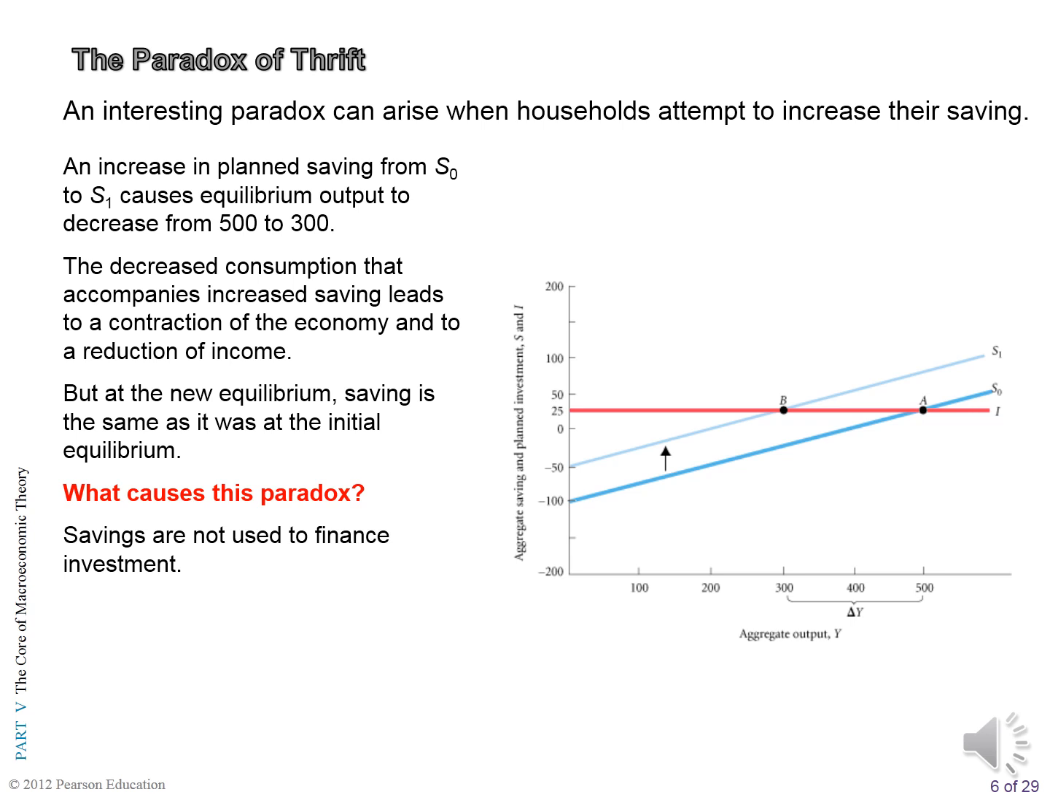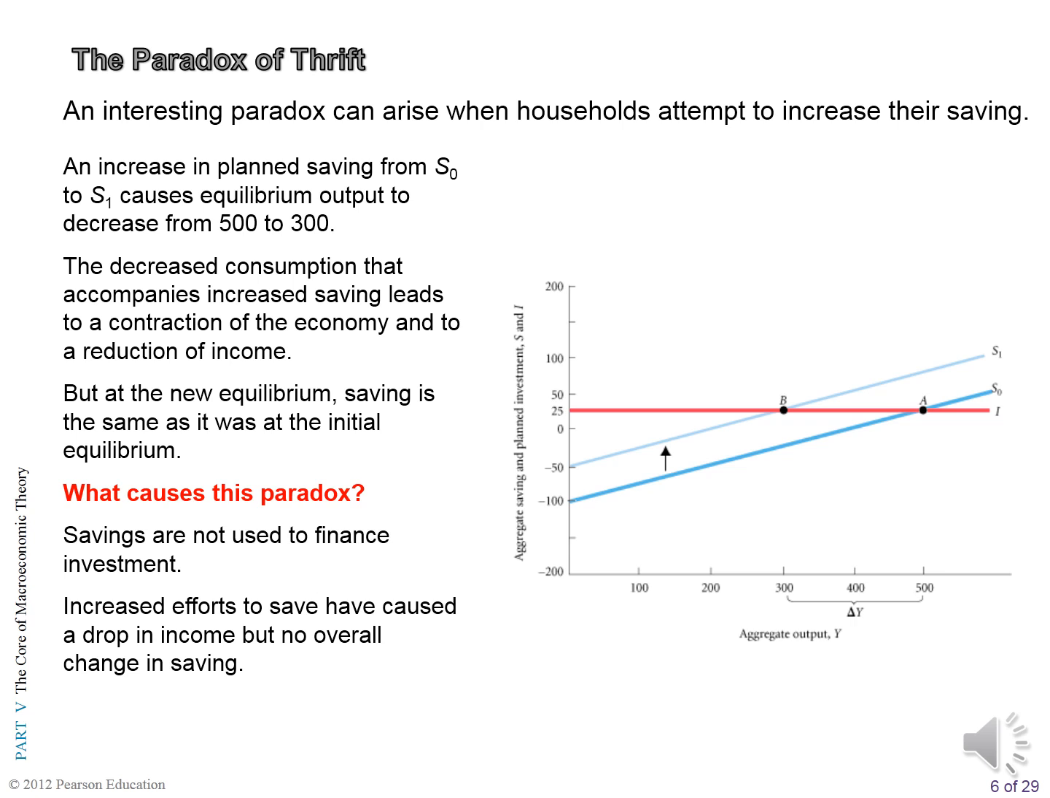احنا عارفين ان saving is a function of income. يبقى لما الانكم قل السيفنج رجع قل تاني عشان يرجع لمستواه الاول اللي هو 25. But if saving is used to finance investment الموضوع هيبقى مختلف، الدخل مش هيقل والسيفنج كمان هيزيد. يبقى increased efforts to save have caused a drop in income but no overall change in saving.